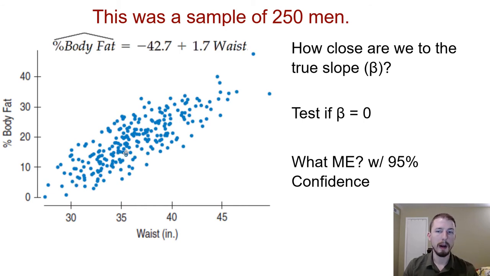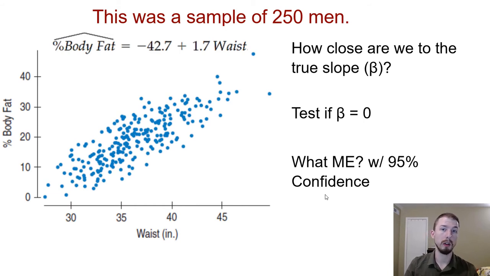So the question we might have is how close was our slope, which we calculated from our regression, of 1.7? How close is that to the true slope? Now remember, this is just a sample of 250 men. If we did a population of all men with all their waist sizes, from like 28, the smallest waist size that we would have, to the largest possible waist size, which I don't know, 48, 50, something like that, there's going to be a true slope of that regression line.